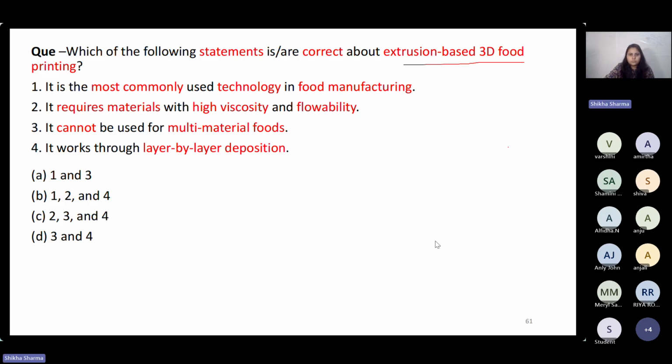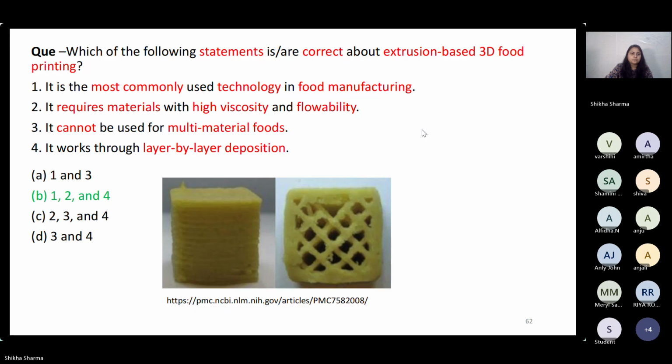Okay, so Aman is saying B, Shiva also B, 1, 2, and 4. Anju also B. So you guys are correct. So this is also kind of a 3D printed food model.